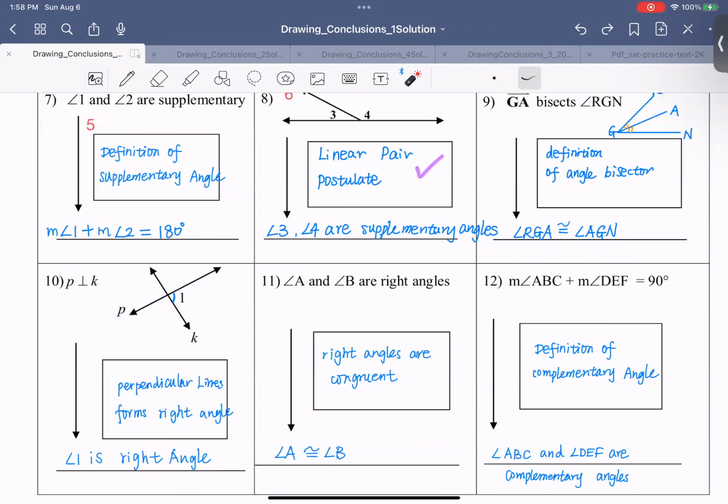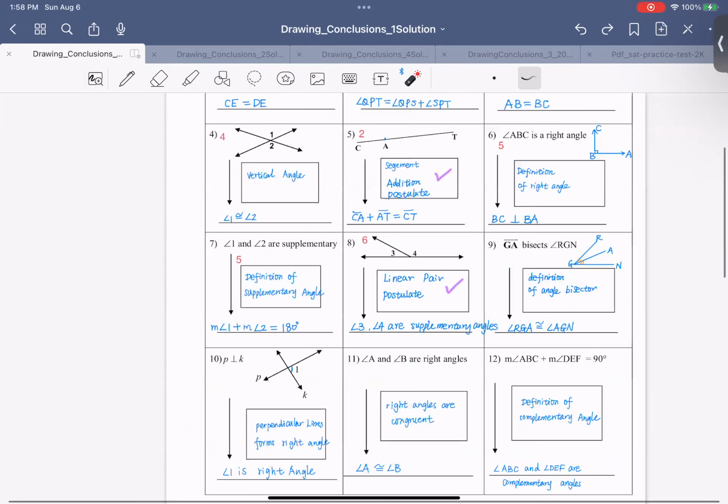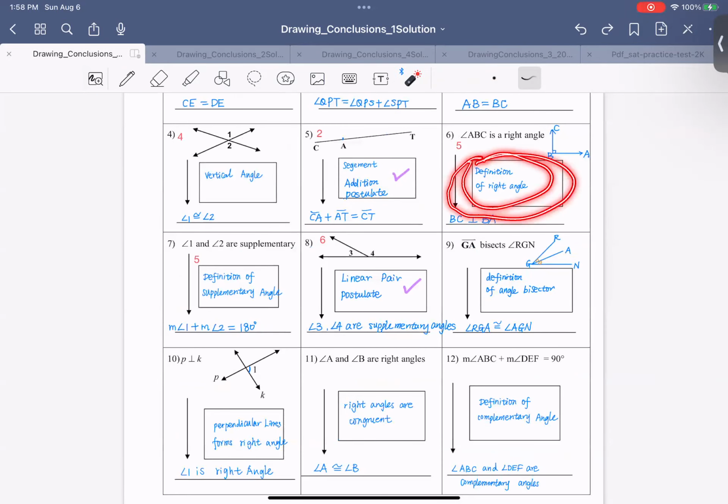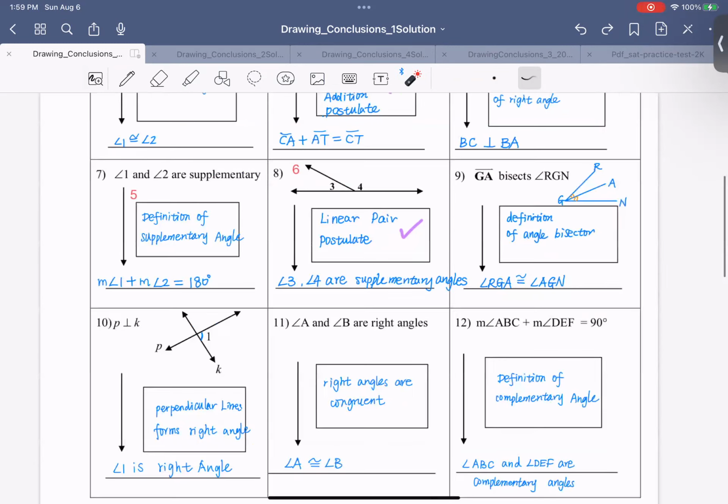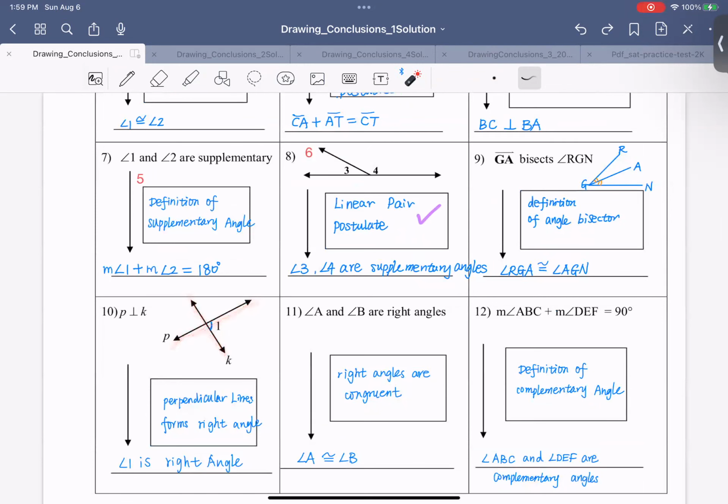When you see two lines perpendicular to each other, you will say, oh, this angle is a right angle. If you go from this direction, you will see the definition of right angle, just like what we are seeing over here. If you start from a right angle, you see that two sides are perpendicular. You see definition of right angle. But if you start from two perpendicular lines, you want to see the angle be a right angle. You want to see perpendicular lines form right angle. Okay, this is the theorem name you want to write down.